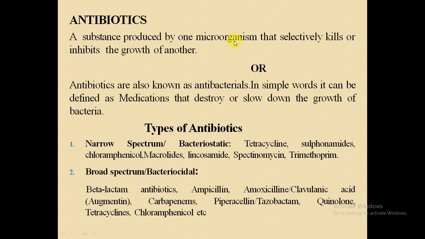As we know, there are basically two types of antibiotics. One is broad spectrum antibiotic and the second one is narrow spectrum antibiotic. These chemical substances can slow down or destroy the growth of microorganisms, not only inhibiting their growth but killing the microorganism along with their spores.